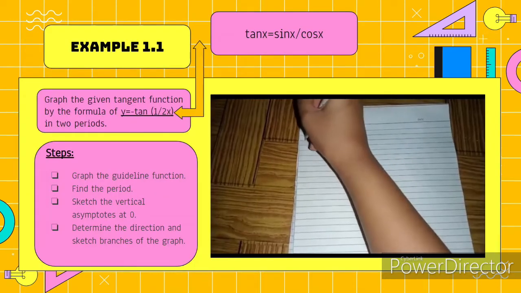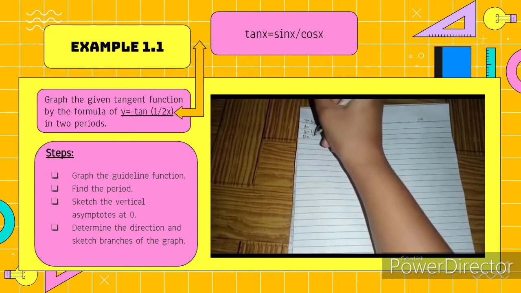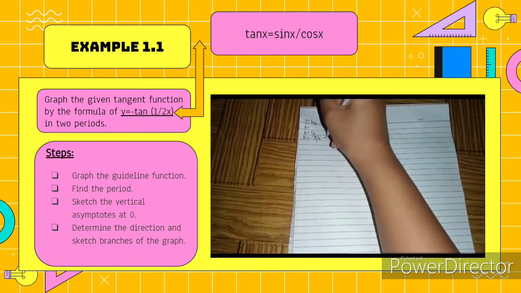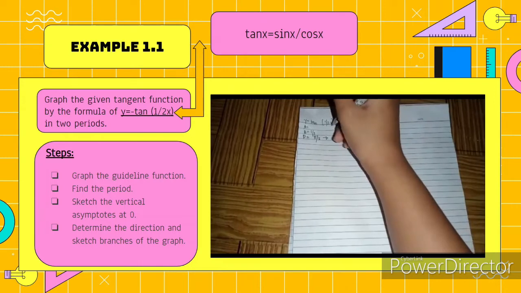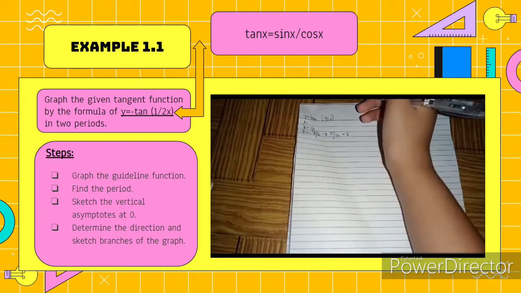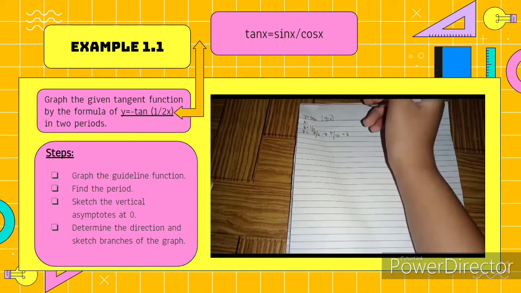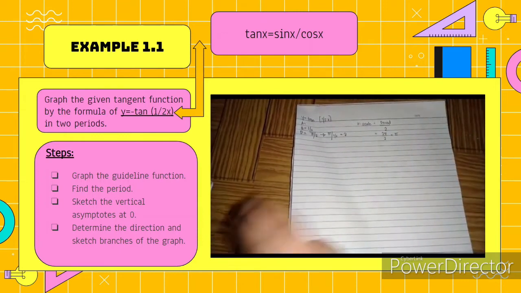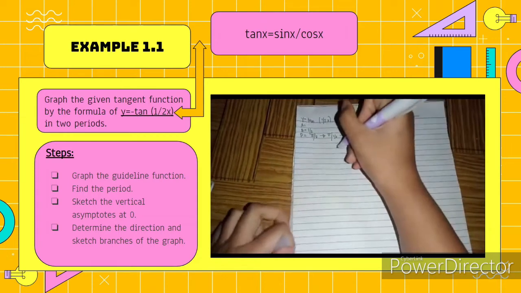For our first example, all we have here is our b, which is 1/2. So let's proceed in finding the period. So in finding the period, we have here our pi divided by b, which is pi divided by 1/2. So pi divided by 1/2 is equal to 2 pi. So this means our period here is 2 pi. So we're going to find next our x scale, which is 2 pi divided by 2 is equal to pi.